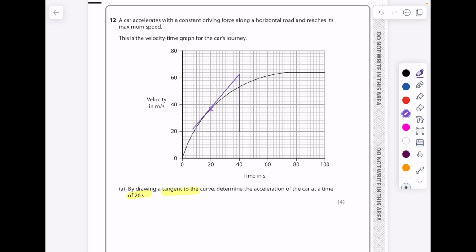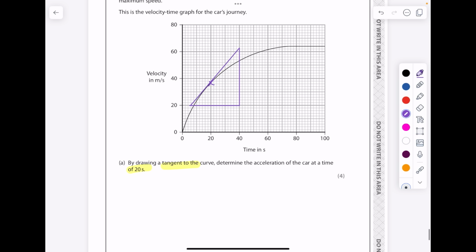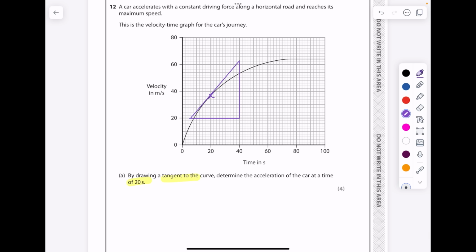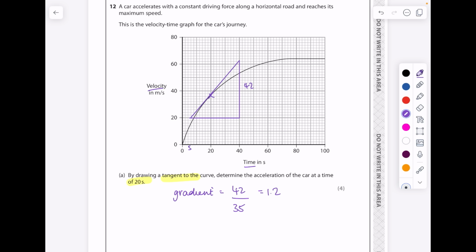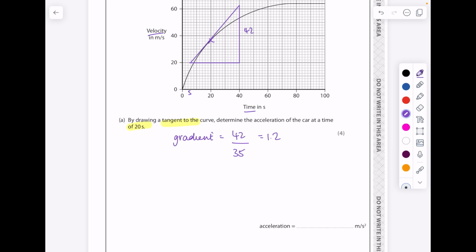And then we need to find its gradient to find the acceleration, because after all, acceleration is change in velocity over time. So the gradient of my tangent is, count this really carefully, 42, my change in y, over around 35, my change in x, which equals 1.2, which is totally in the acceptable range for this question.